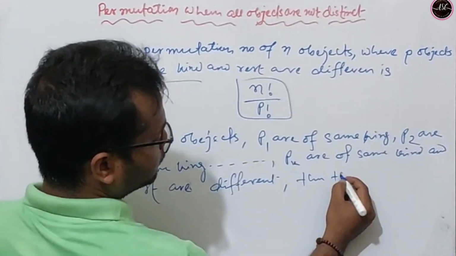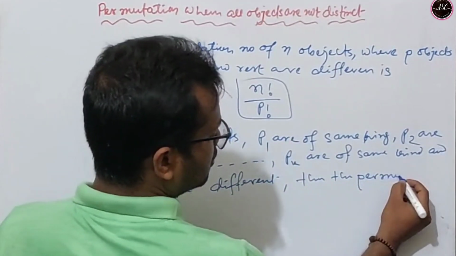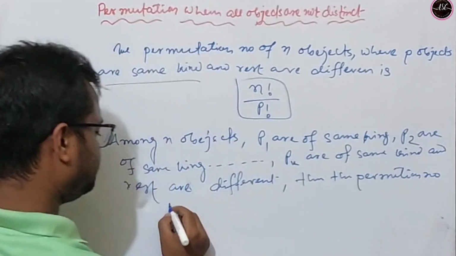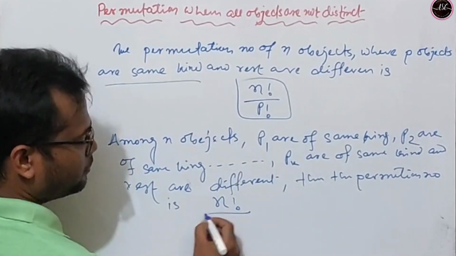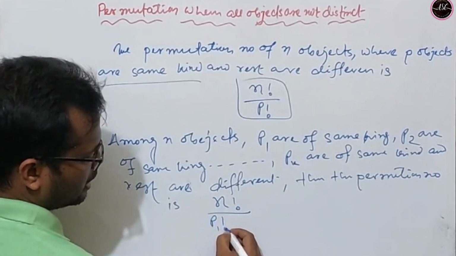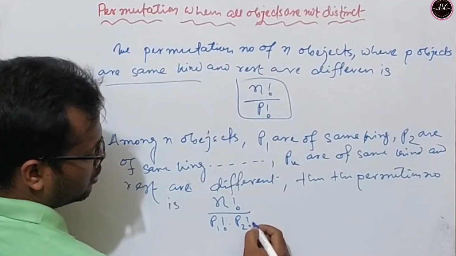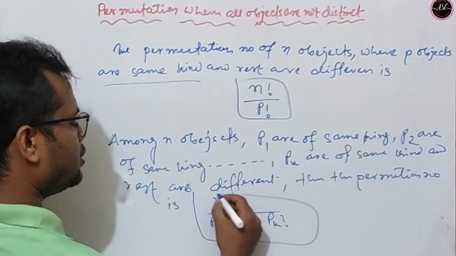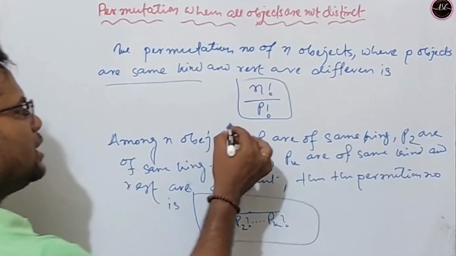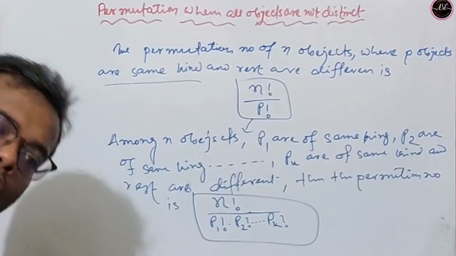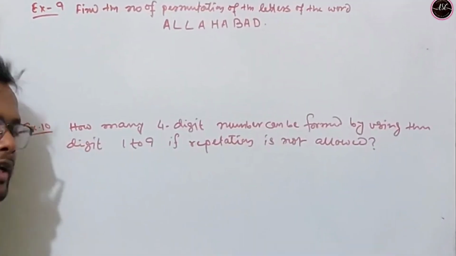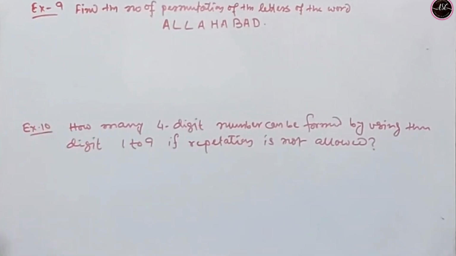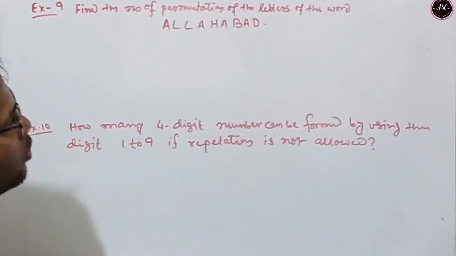then the permutation number is n factorial divided by p1 factorial, p2 factorial, pk factorial. This is also the formula. From this general formula, this formula has arisen. Clear? Let's do some examples. Here, example number 9 of your NCERT textbook. Find the number of permutations of the letters of the word ALLAHABAD.